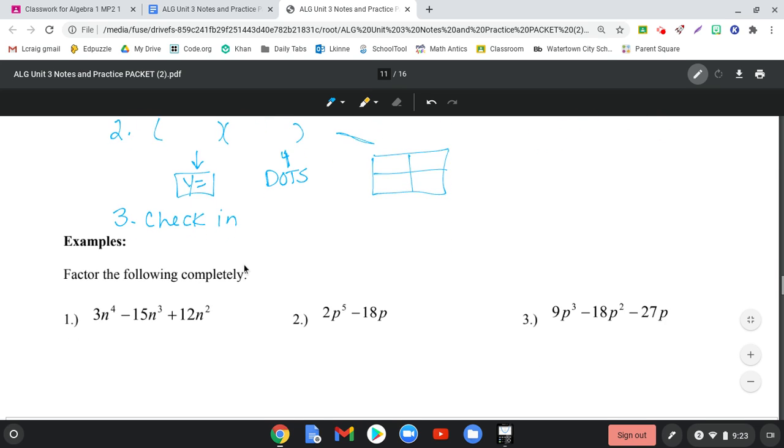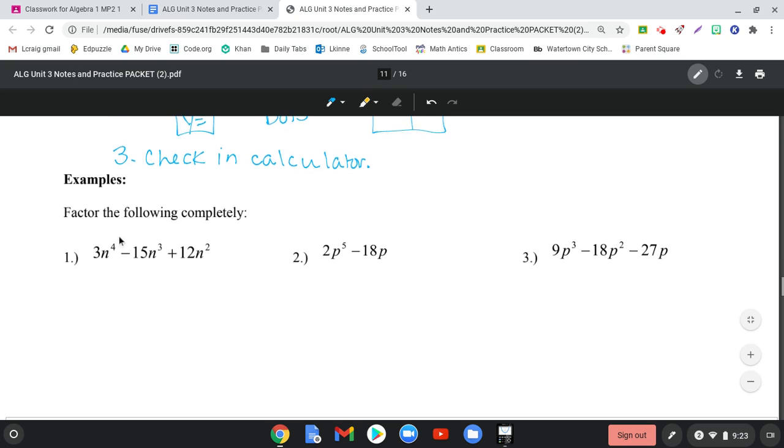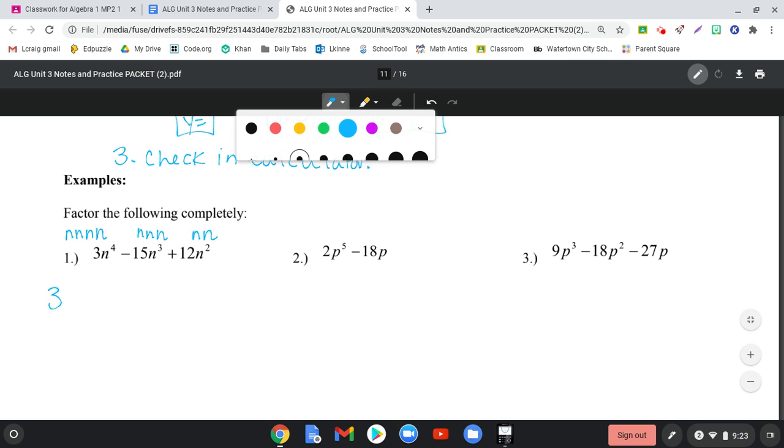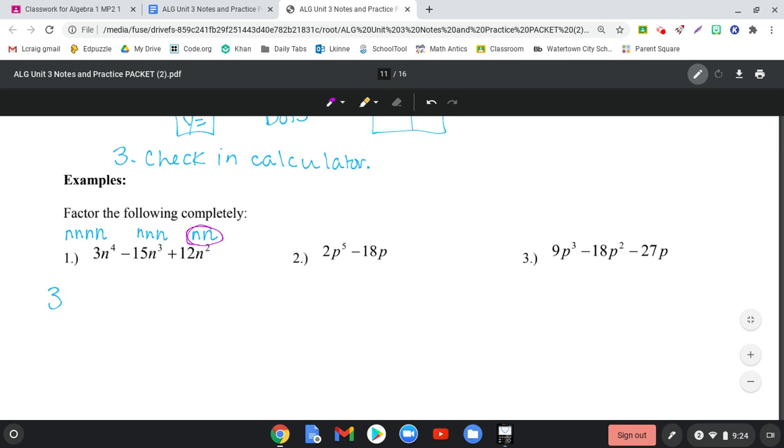Okay, for some reason this doesn't want to write today. All right, so let's just look at a couple. All right, so I can see that everything has an n, and everything's divisible by 3. So I'm going to pull the 3 out. That's my GCF. And then I have 4 n's, 3 n's, and 2. If you want, you can write those out. How many do they have in common? All of them. Well, they all have at least 2. Right? Remember, go with the smallest exponent. That's the shortcut.